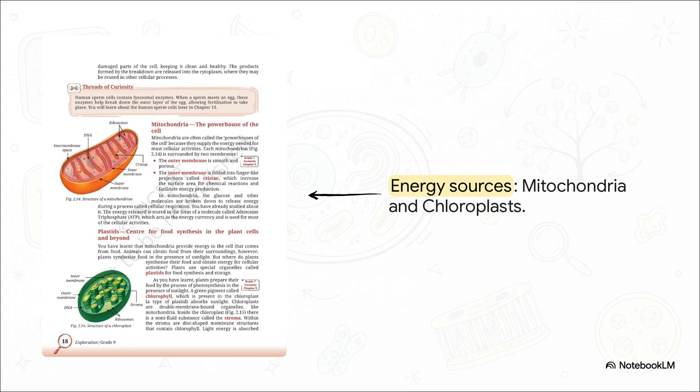But how do these intricate factories get the energy to run all that heavy machinery? Enter the mitochondria. Famously known as the powerhouse of the cell, these organelles take glucose and break it down to release usable energy.